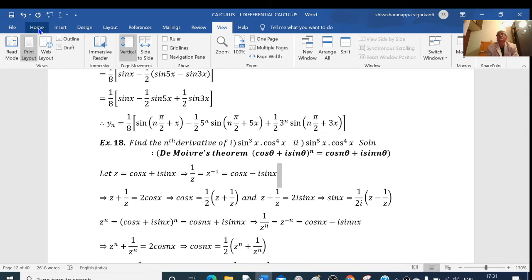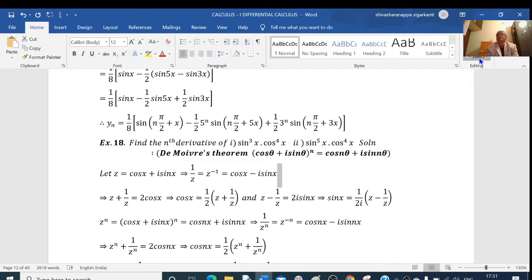In this video, we find the nth derivatives of forms of this type: sine to the power of m into cos to the power of n. If the powers of sine and cosine are 2 or 3, then we have formulas. We can convert them into sines and cosines without any powers. Suppose we have powers of 3 or more than 3.